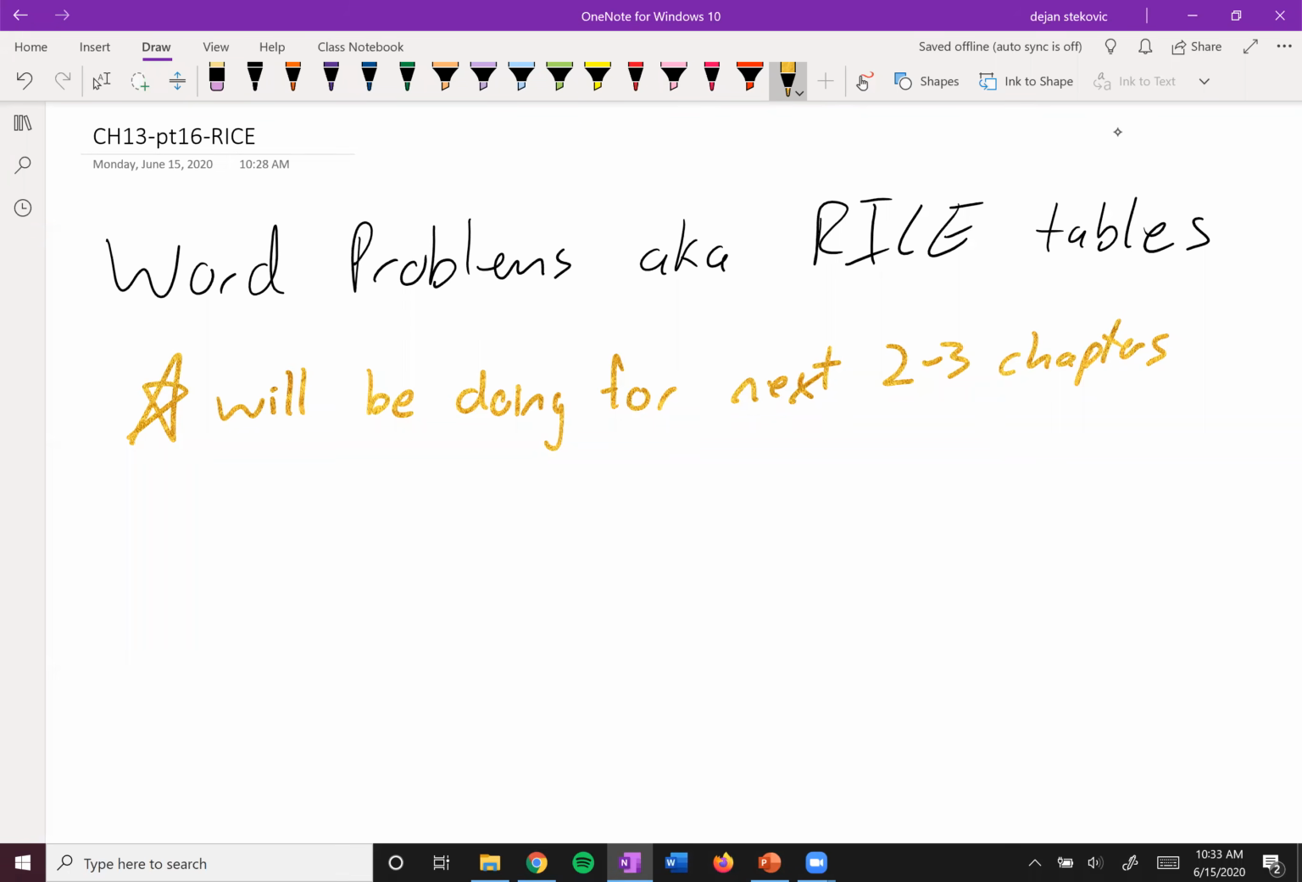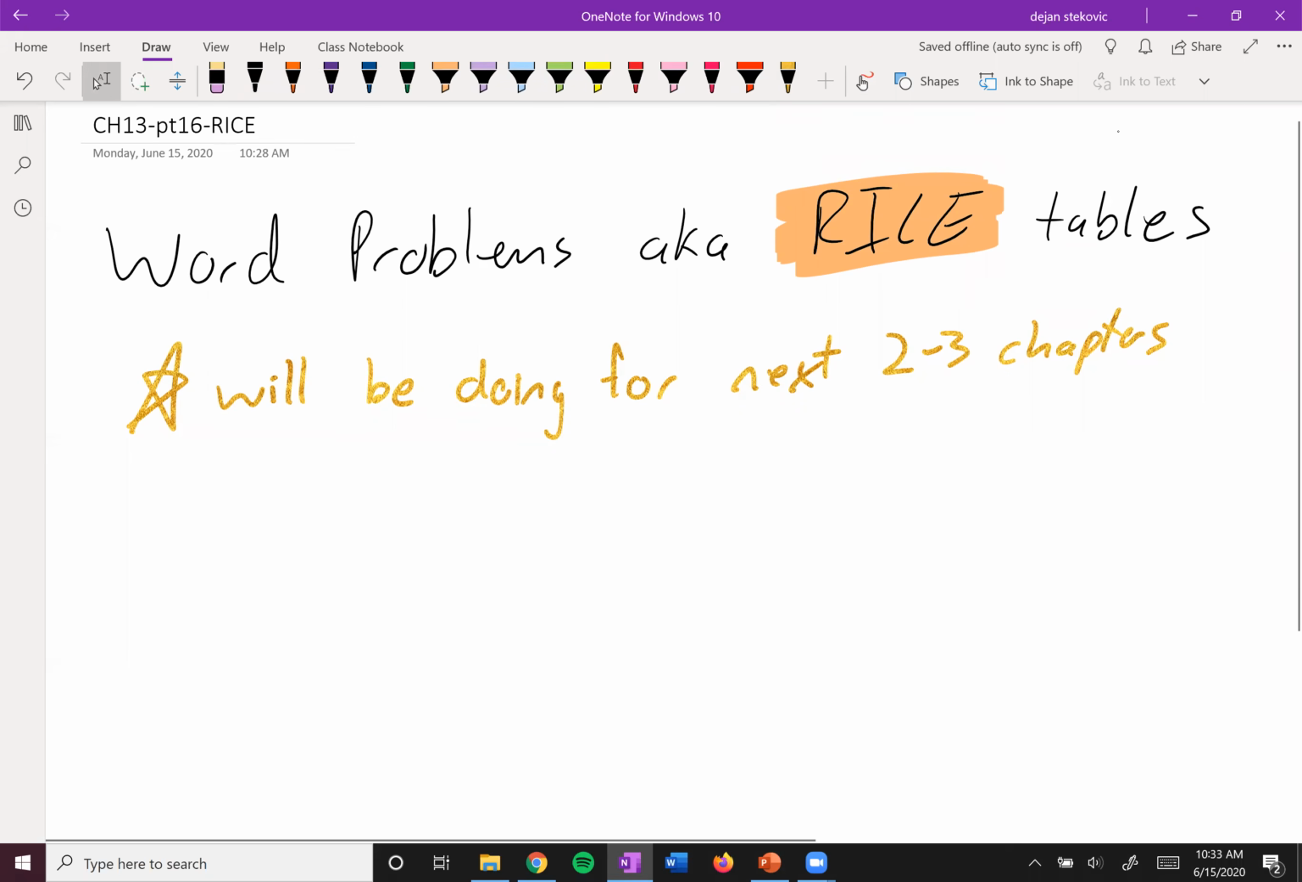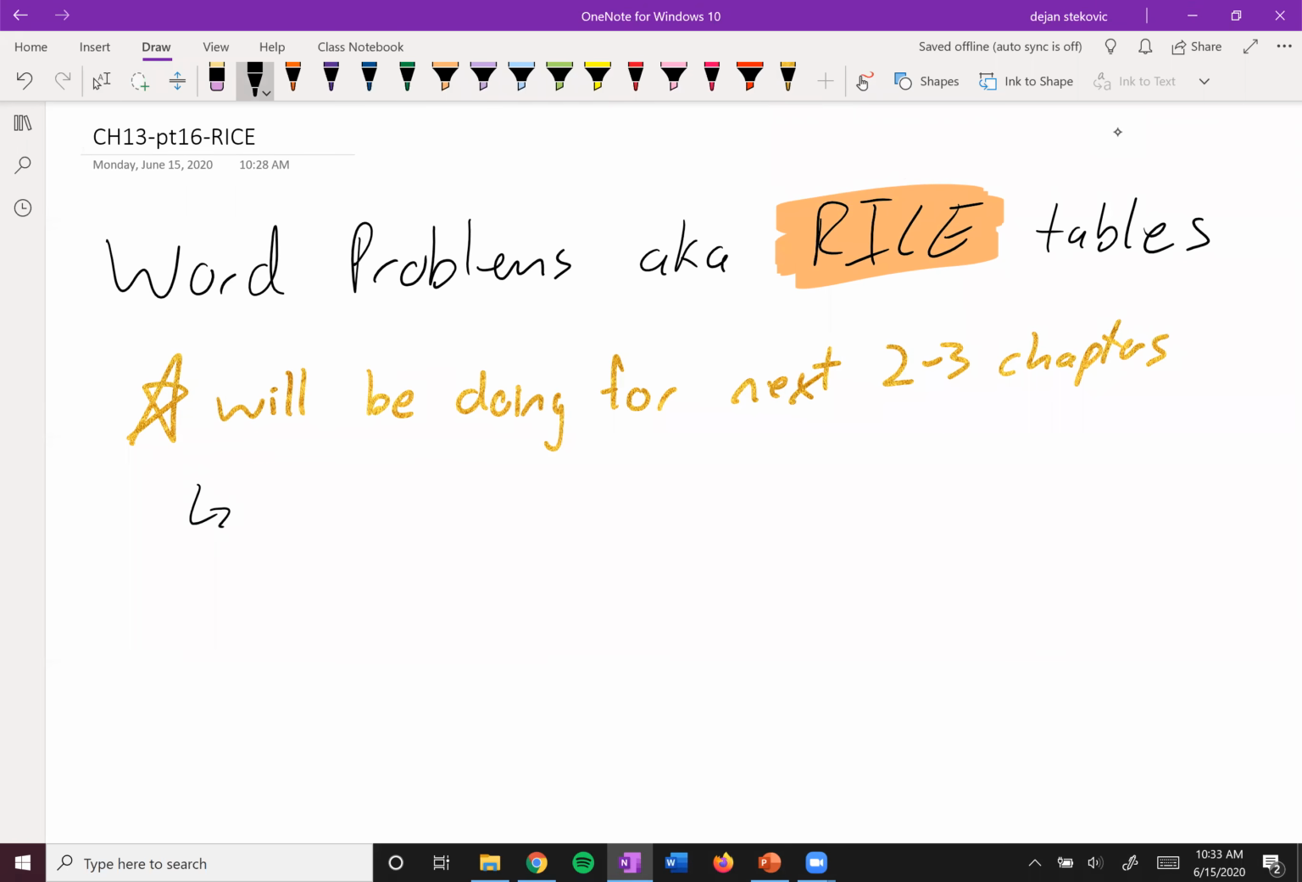All right, next up, we're going to go to word problems, AKA using these RICE tables that I'm about to teach you. And you really need to master this concept, right? We're going to be doing this for the next 2 to 3 chapters. So if you can't make a RICE table and understand how it works, why it works type of thing, this class is going to go very poorly for you. So you really need to be comfortable doing this stuff. And in general, it's just a way to organize your thoughts.